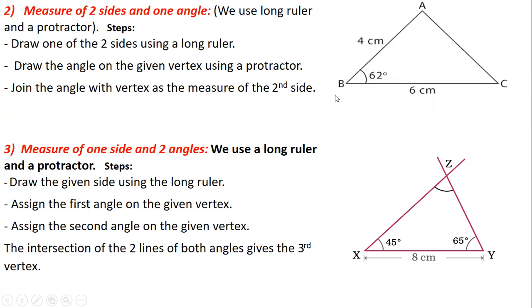Before I stop this recording, I want to remind you of memorizing the special triangles and the definitions of the lines in a triangle, which is the definition of the height, the definition of the median, the bisector, and the perpendicular bisector.